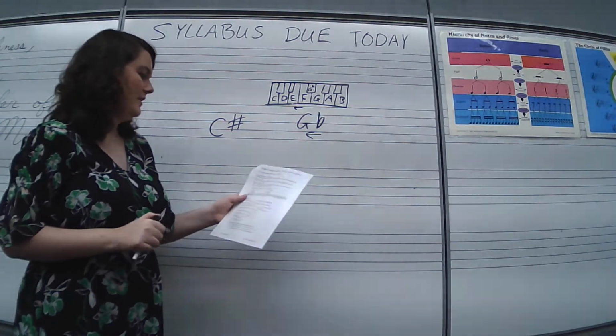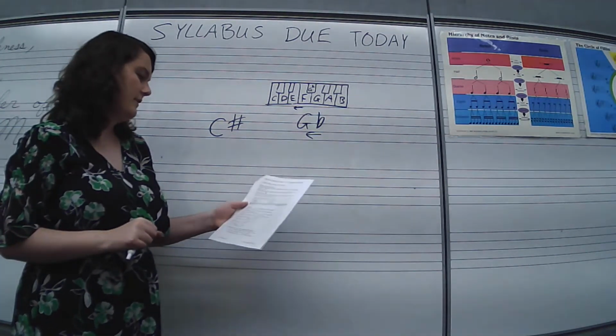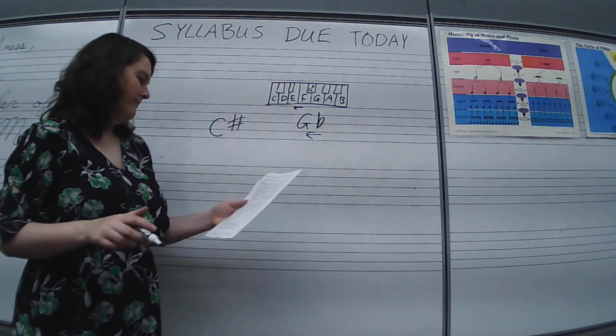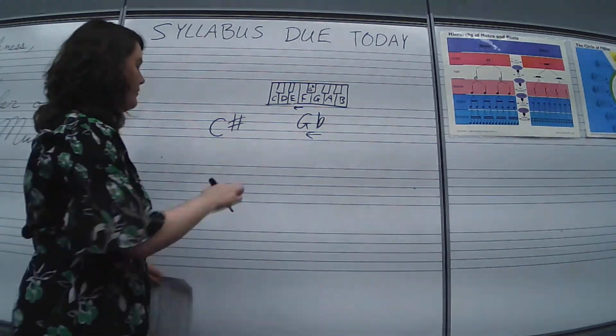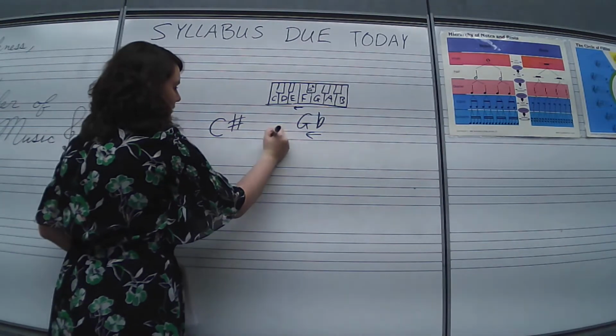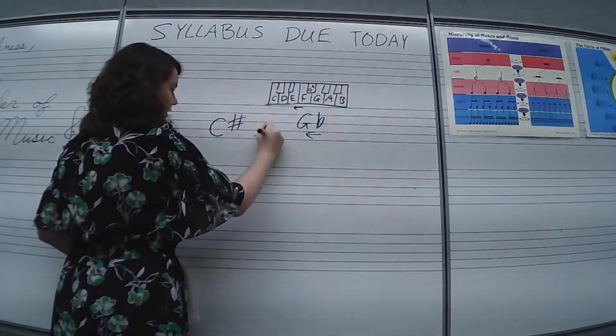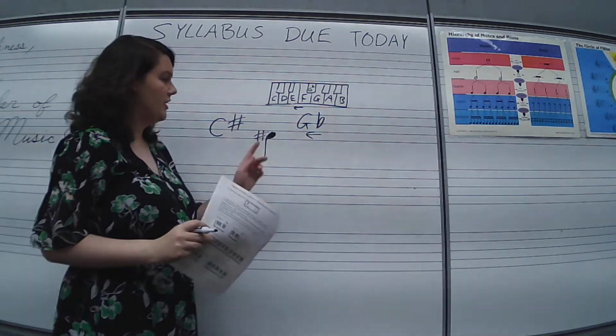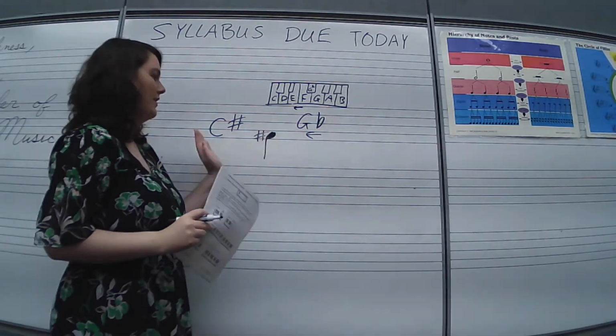The next one, 2.7, write sharps and flats on the staff. It's on page 16. When you write them with a letter, you write it after. When you write it on the staff, you write it before. So sharps and flats come before the note and after the letter name.